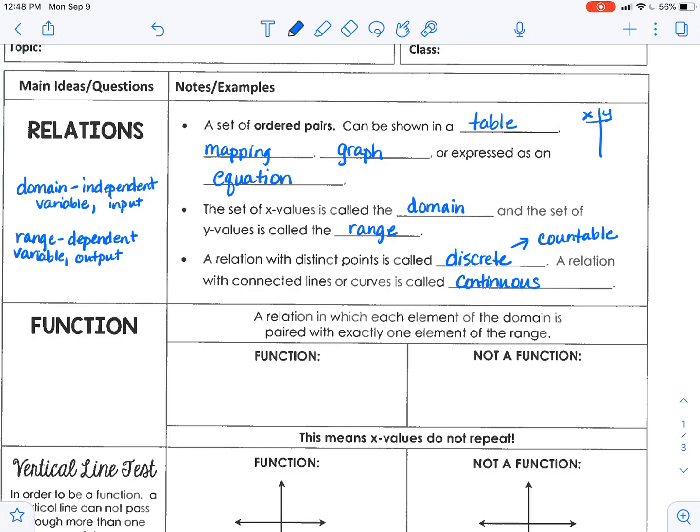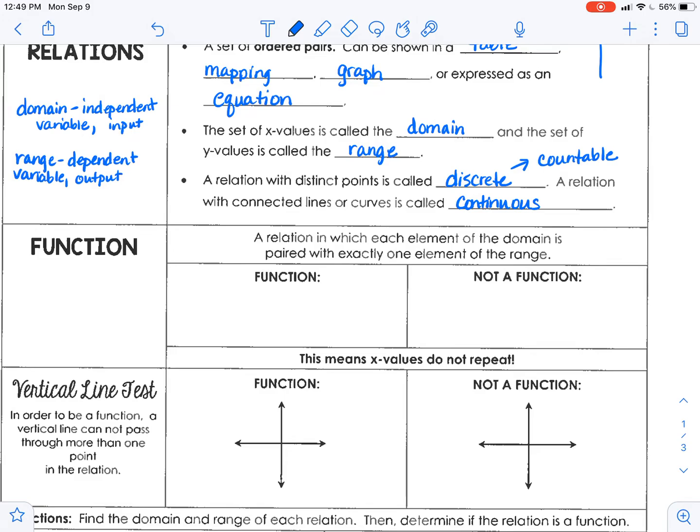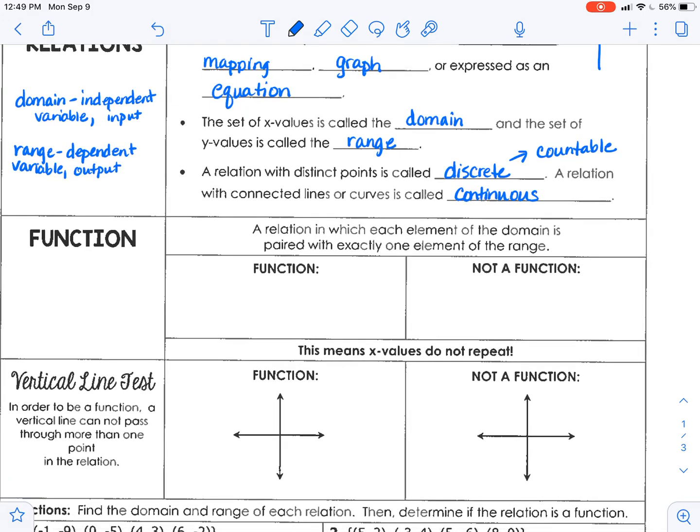So a relationship in which each element of the domain is paired with exactly one element of the range, that's what a function is, okay? So a function is when we say every X has one Y, okay? Every X just has one Y attached to it. And so an example of a set of points might be something like (0, 1), (-5, 2), (6, -2), (5, 7). So when I look at that set of points, each X only goes to one Y.